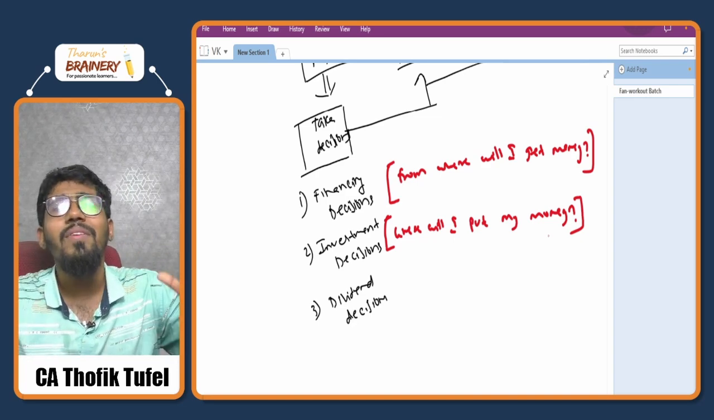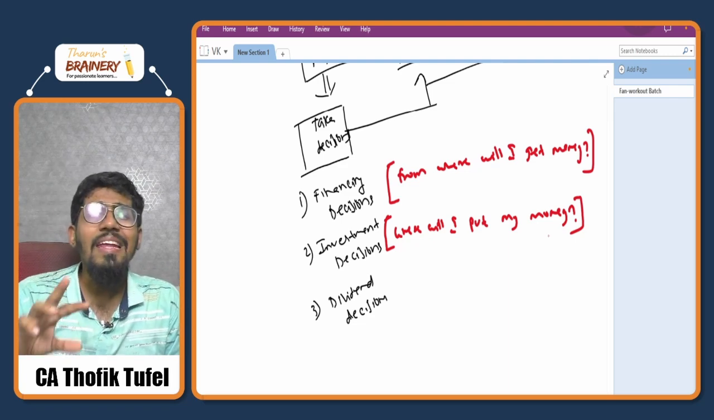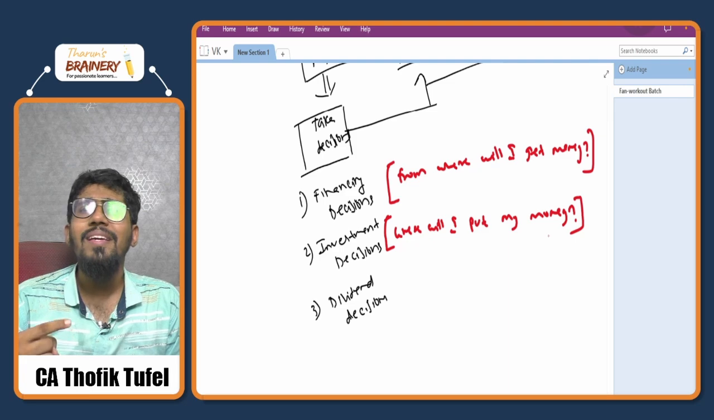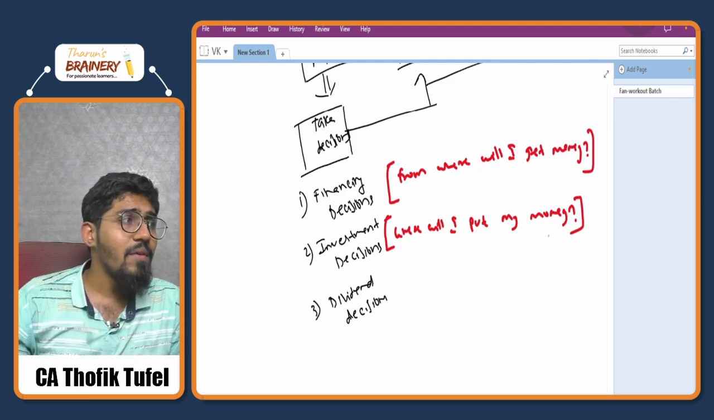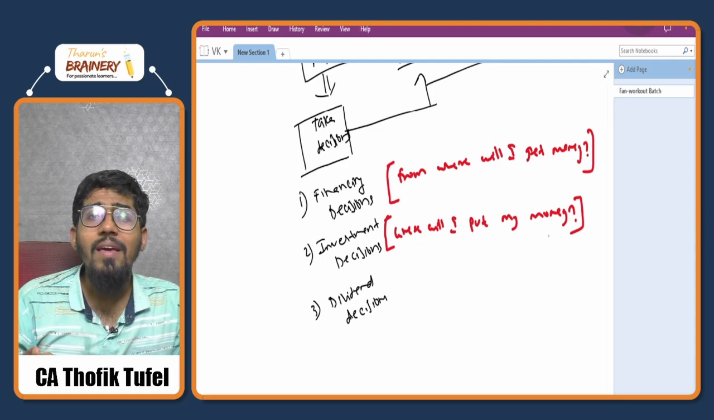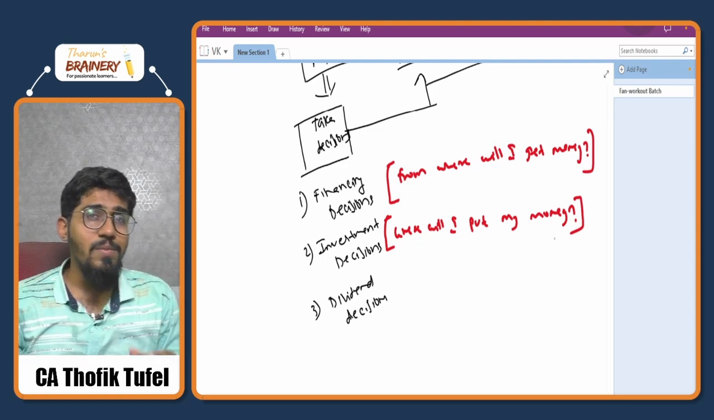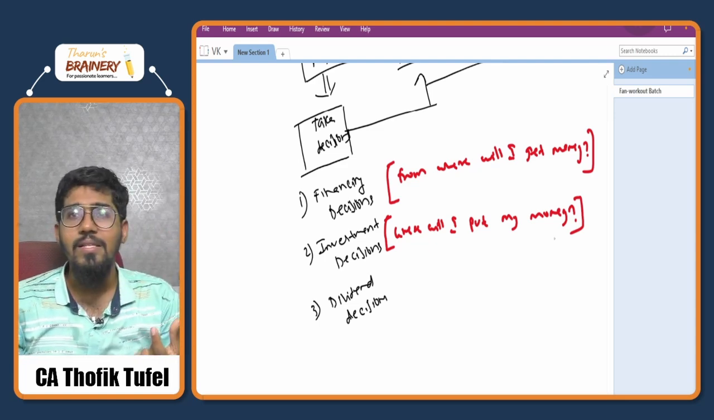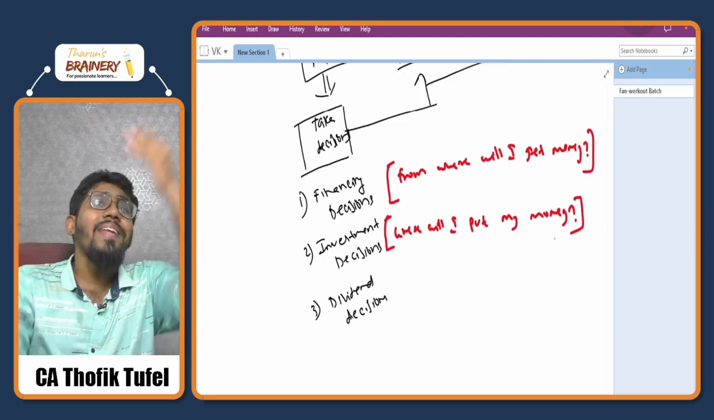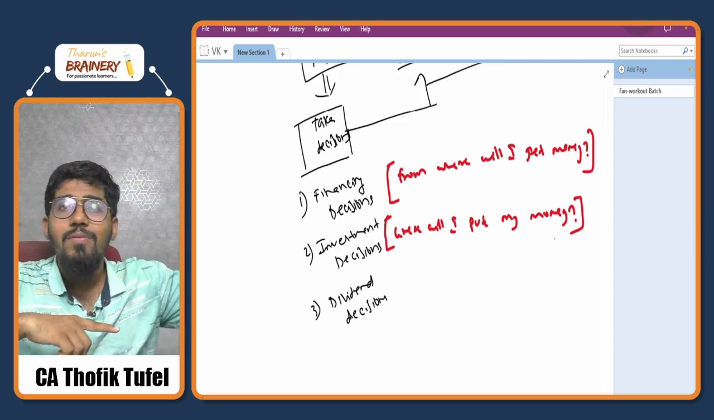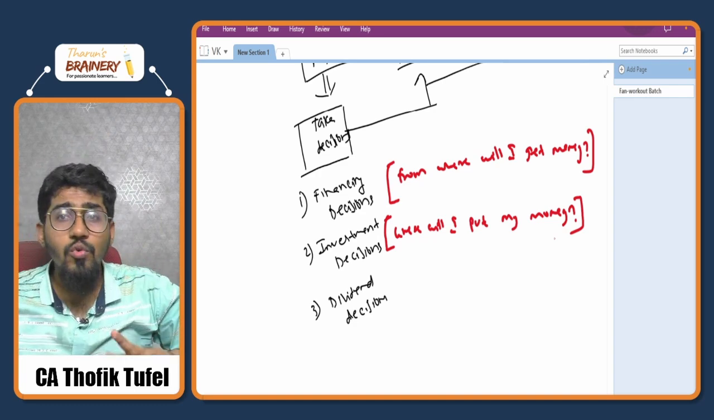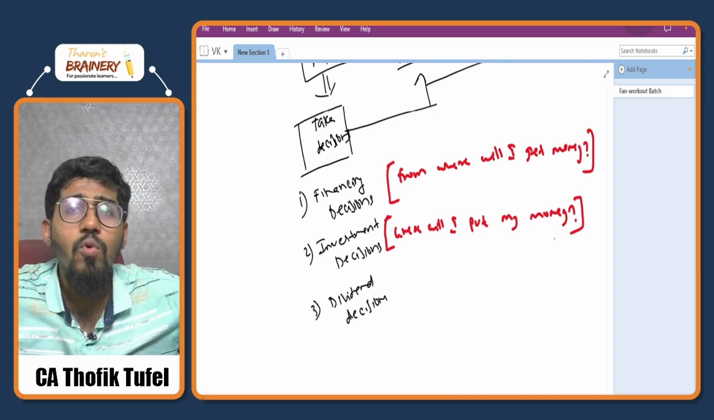Now shareholders have invested some money. Now that investment is generating some return. So the next question is, should I reinvest that money? Which means, should I retain my earnings? That is why we use the word retained earnings. Whatever earnings I've earned, should I retain? Retained earnings means reserves and surplus, which means it is going into the reserves. Or should I distribute it to owners?